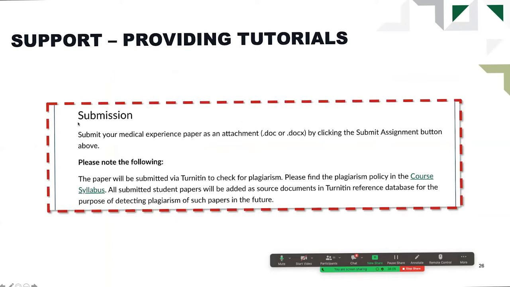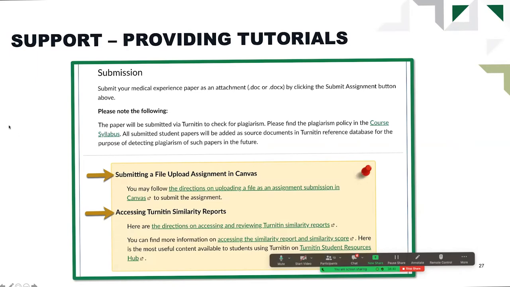And the last idea I want to share with you today is to provide tutorials for the use of selected technologies. Actually, I already showed you an example in that interactive presentation that we created for Sana's class, right? And here is another example. This example requires students to submit a paper via Turnitin on Canvas to check for plagiarism. Students come to our class with different technology backgrounds, and this may be somebody's first time using Canvas. So to provide support, we added directions on submitting a file upload assignment in Canvas. And we also added directions on how to access Turnitin to check the report. So that's about the support.